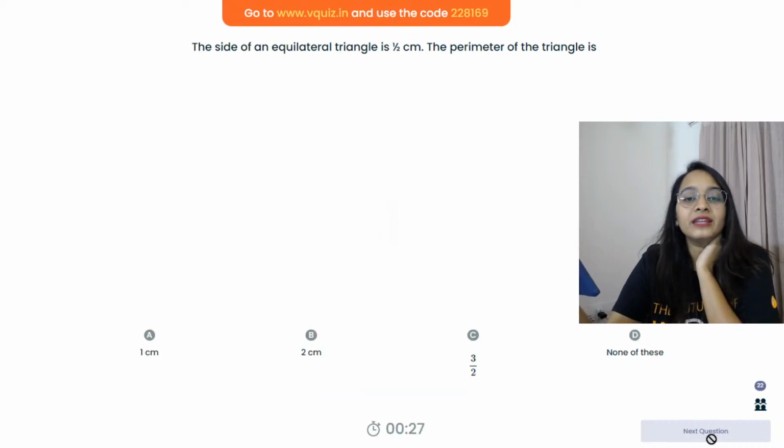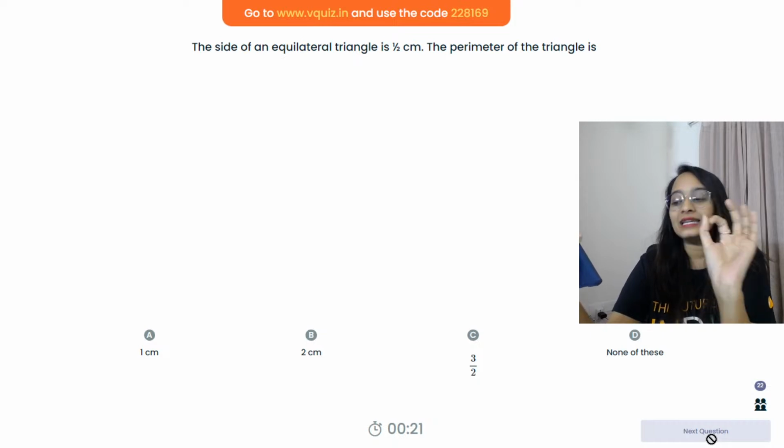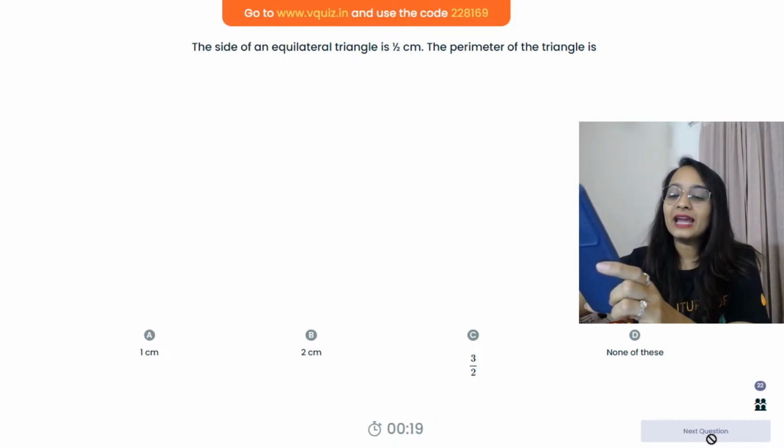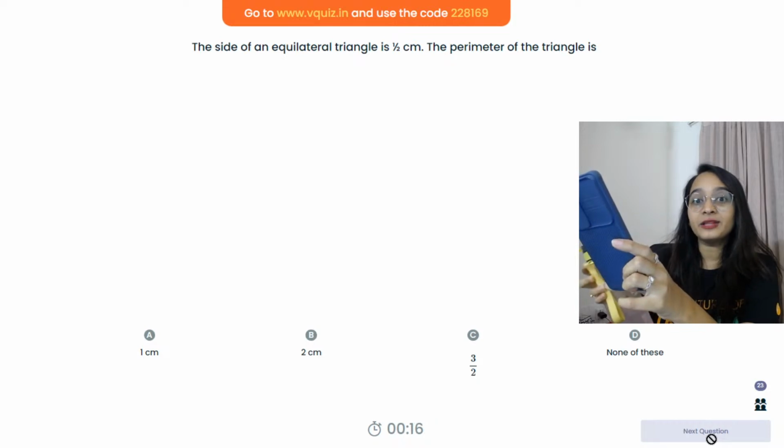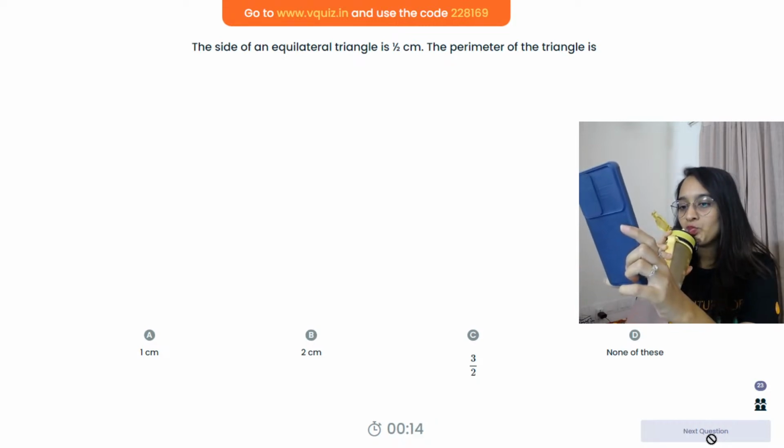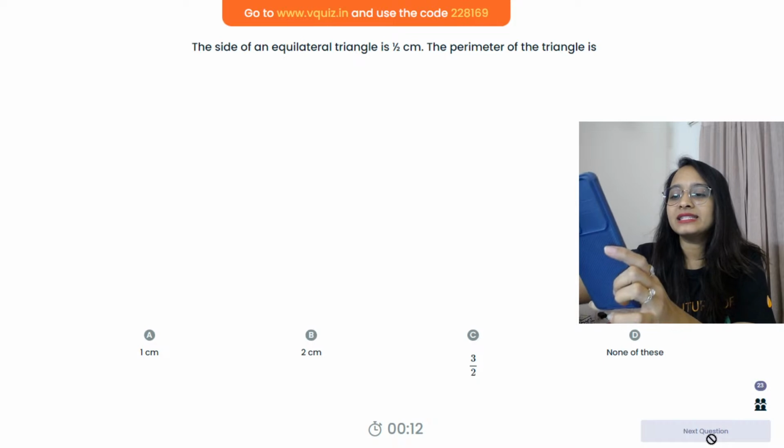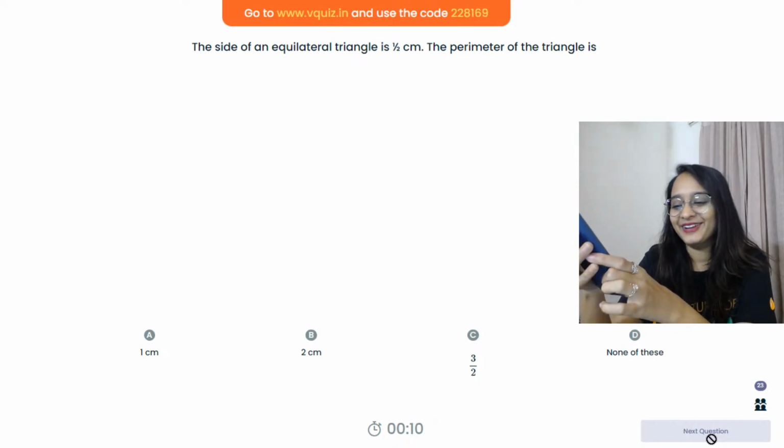The side of an equilateral triangle is 1 by 2 centimeters. The perimeter of the triangle is what? The side of an equilateral triangle is given. You have to find the perimeter. And it's easy, no? I know.